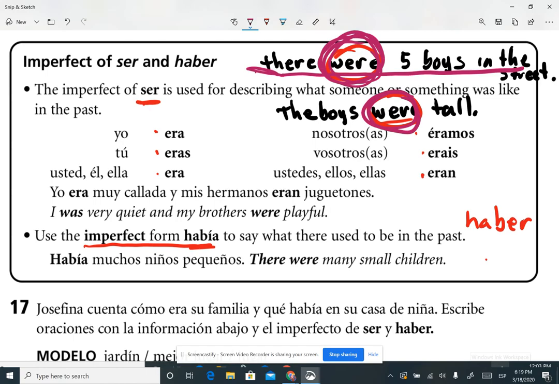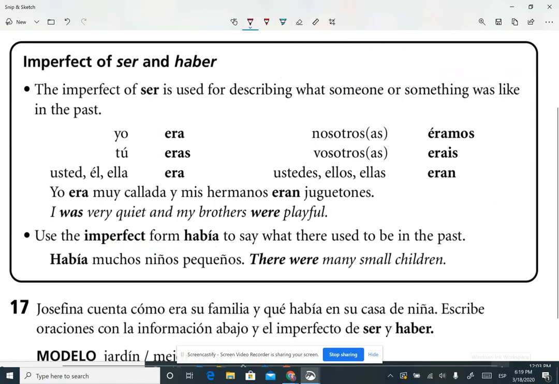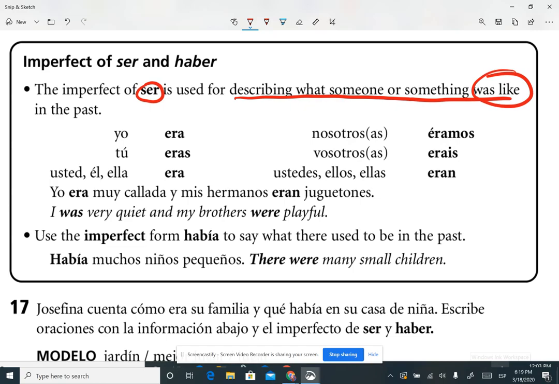So if I can help you understand how to keep this straight in your mind, it is probably to emphasize this part right here: the verb ser is used for describing what someone or something is like, right? So if it's describing their characteristics in the past, that's why we're using the imperfect. So maybe I should circle that imperfect. Then, if we're describing what it was like, we're going to use one of these verbs here.